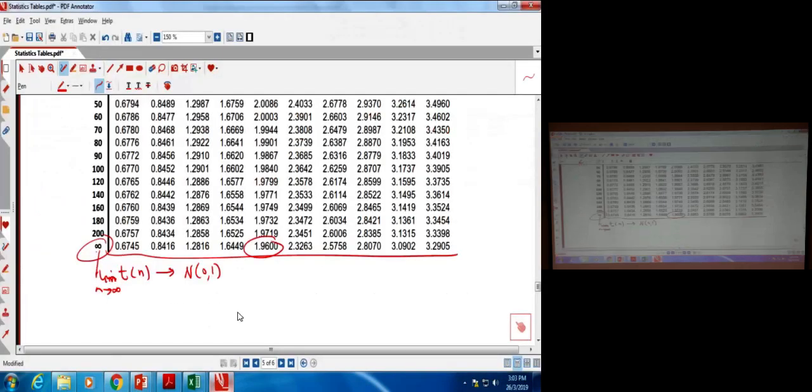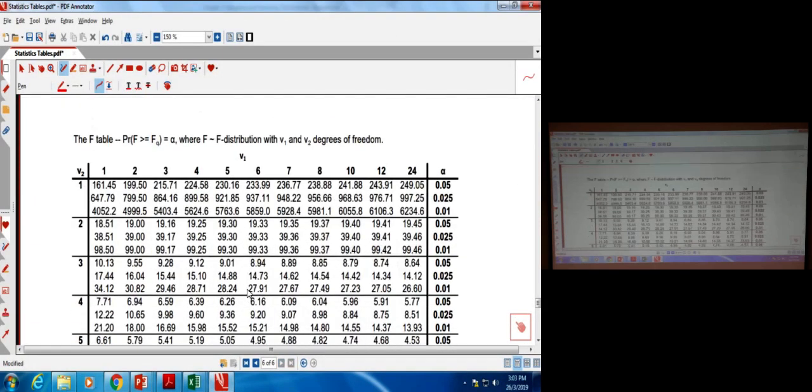So here's the F table. The row and the column represent the two parameters. The row here represents the degrees of freedom in the denominator. So this is F V1 V2. This is the degrees of freedom for the numerator, and this is the degrees of freedom for the denominator. All right.